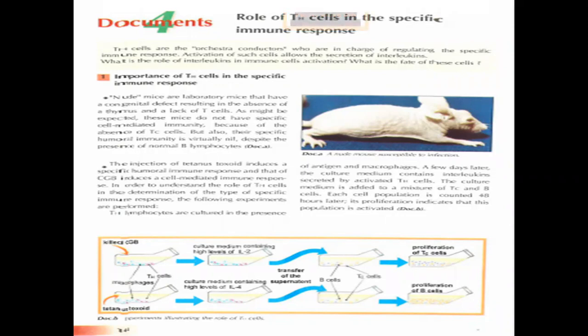So these mice don't have a specific cell-mediated immune response. They don't have cell-mediated immunity because they don't have T lymphocytes, because of the absence of T cytotoxic cells. But also, their specific humoral immune response is approximately null despite the presence of normal B lymphocytes.